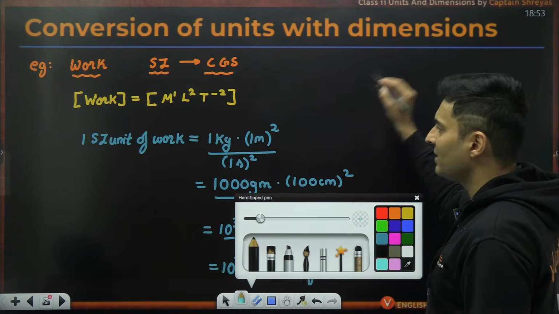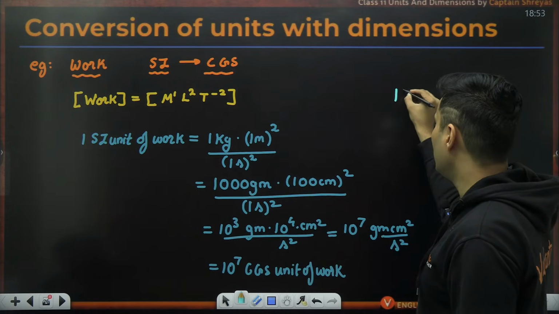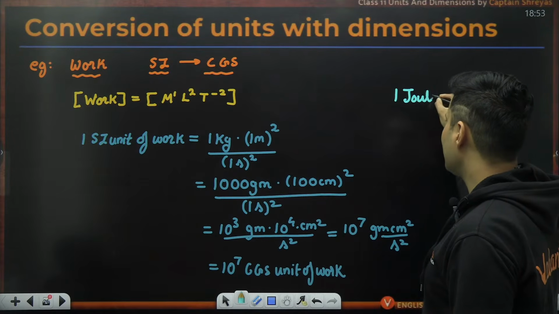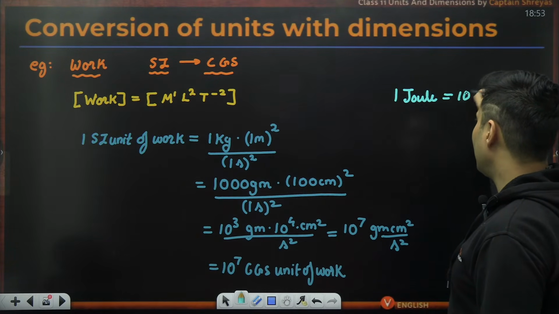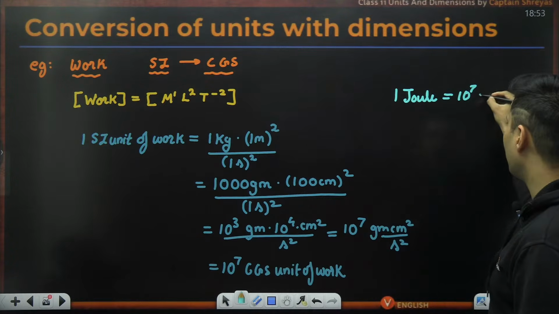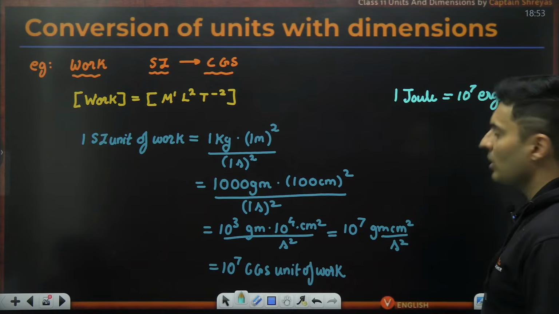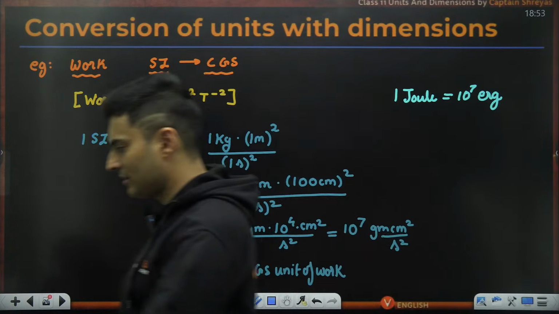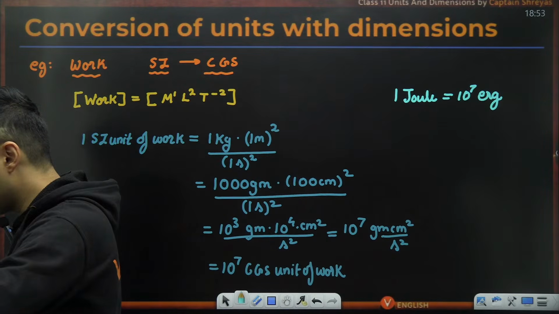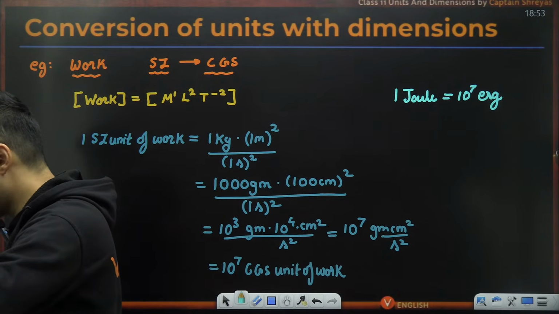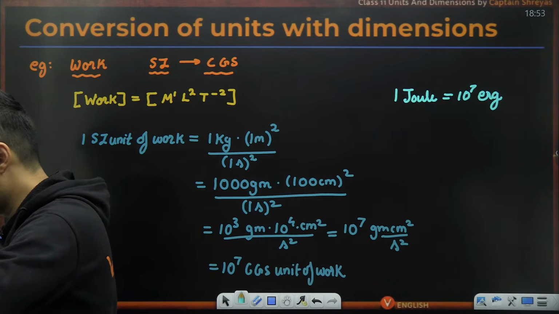Actually, it so happens the SI unit of work is called joule. So 1 joule, which is the SI unit, is 10 to the power 7 CGS units of work, and the CGS unit of work is called an erg. So it is 10 raised to 7 ergs. Is that clear, everyone? Yes, Sharma, I just covered it. Yes, perfecto.